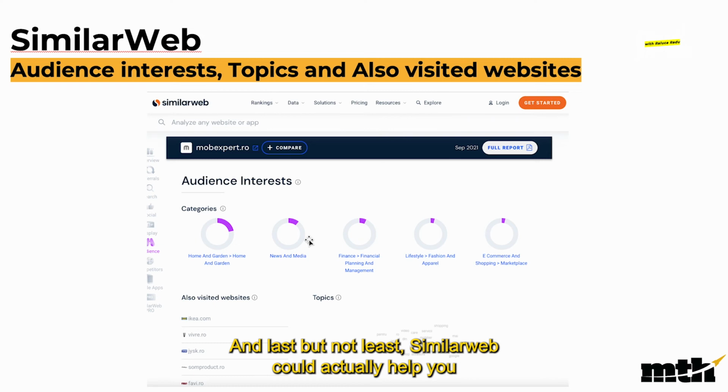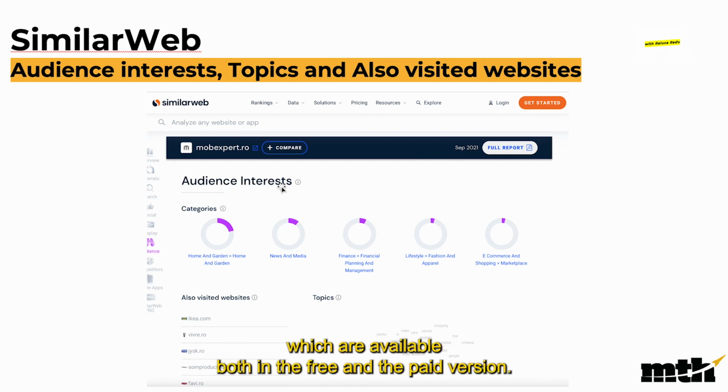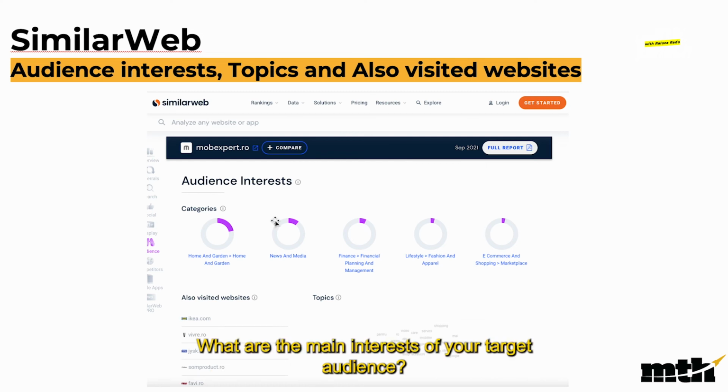And last but not least, SimilarWeb could actually help you with the audience interest reports, which are available both in the free and the paid version. And here you can see the same thing: what are the main interests of your target audience.